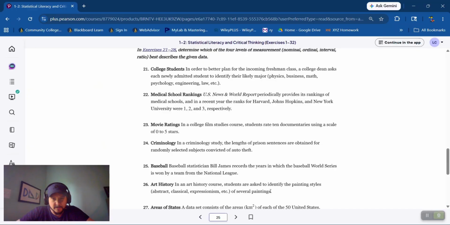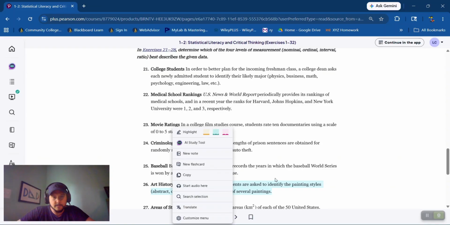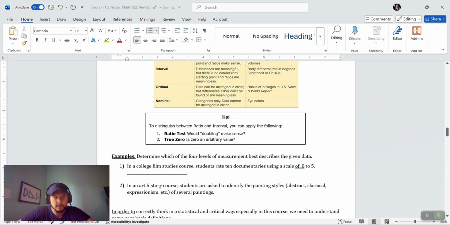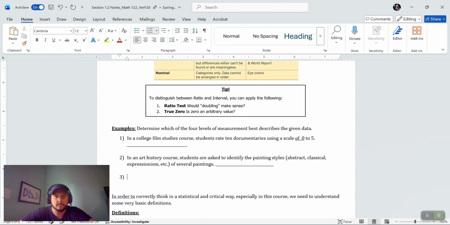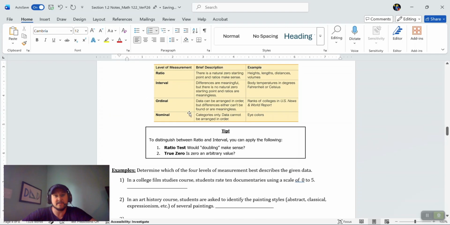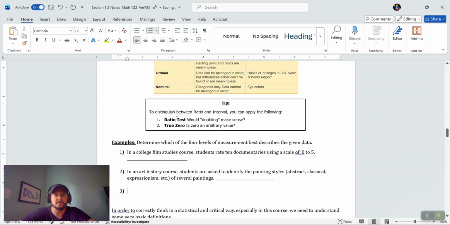This is a good one. Art history. Do a little spacing here. 5. In the art history course, students are asked to identify the painting styles: abstract, classical, expressionism, etc. So those are basically names or categories. So that would be nominal, a nominal level of measurement.